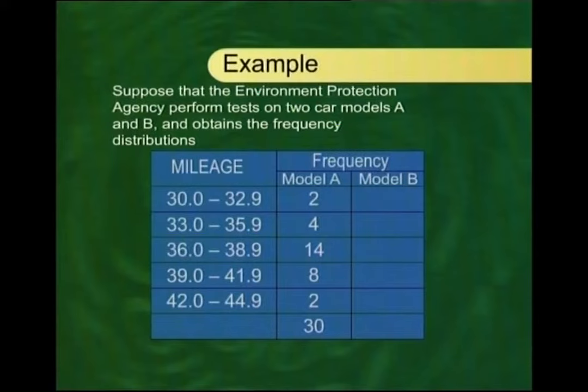The frequency distribution for the model B is 7, 10, 16, 9 and 8, and the total number of cars for that model is 50, whereas the distribution for the first model is exactly the same as what we were discussing earlier. Now, in order to compare the situation of the two car models, it's very simple if we do the relative frequency distribution or the percentage frequency distribution.